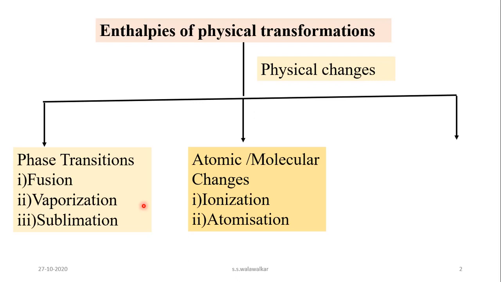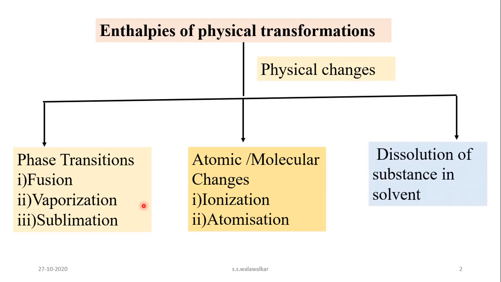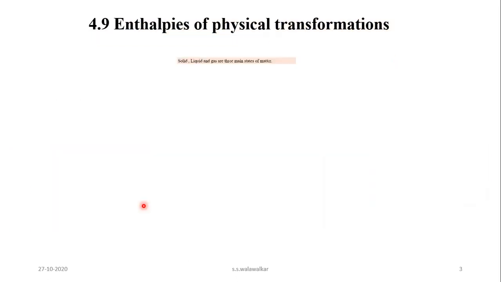And the third physical change is when any substance, a solute, is dissolved in a solvent, or dissolved in a particular amount of solvent, then either heat is evolved or absorbed. This is also a physical change, and during this some amount of heat is absorbed or evolved, and that is called the enthalpy of solution. We will see one by one.